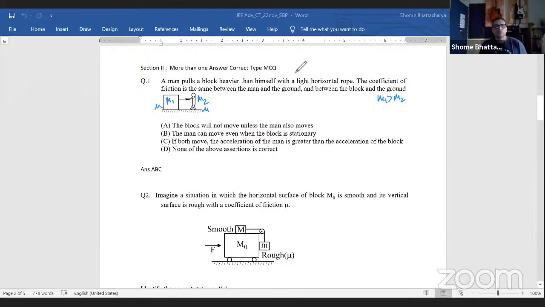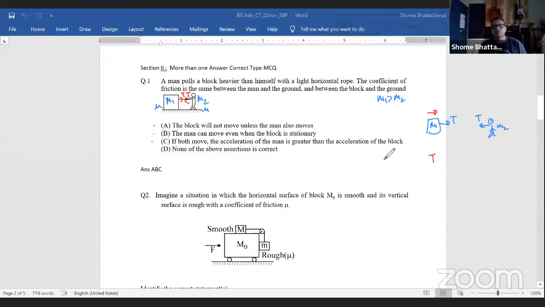So now see, suppose whatever force the man is applying, that becomes the tension in the rope that he's pulling with. So on the block, and on the man, there are forces like this. Now suppose the block moves. To understand all these options, you have to assume that suppose the block moves.